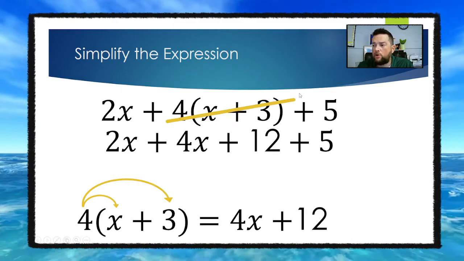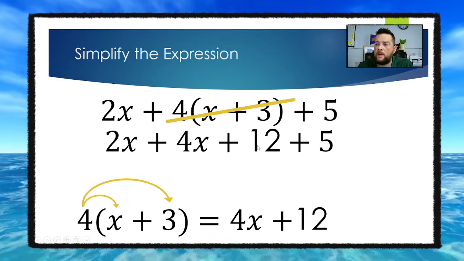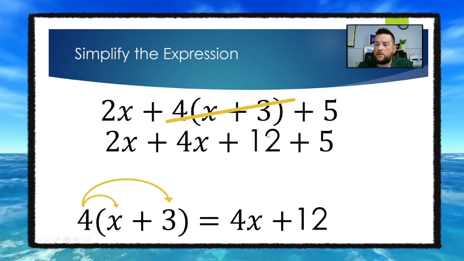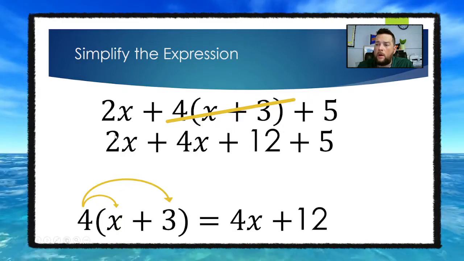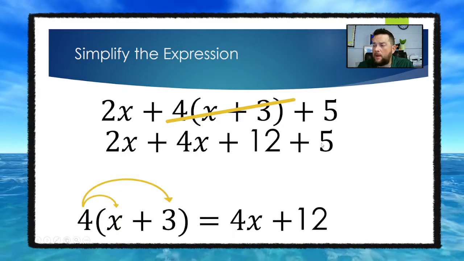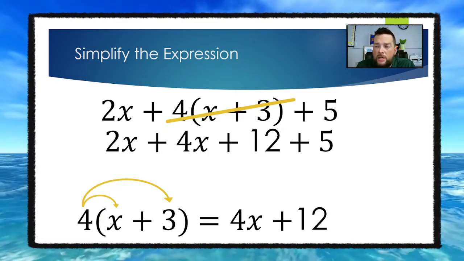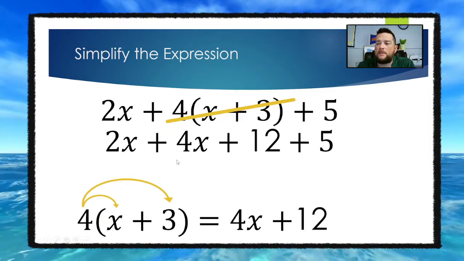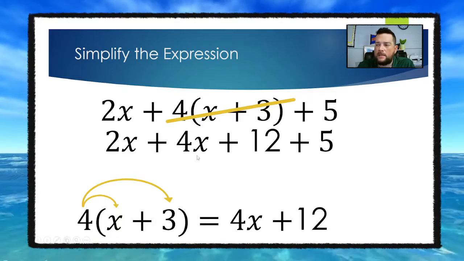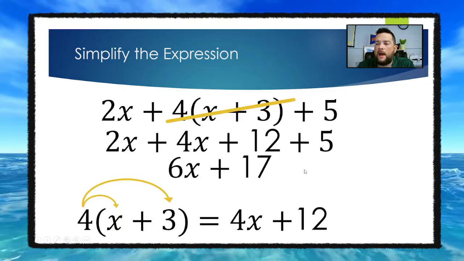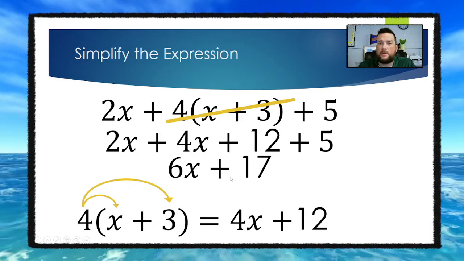So there we go. Scratch out the 4 times x plus 3, because that became a 4x plus 12. And then I brought down my 2x plus, and then my plus 5 over here, just like that. And now I just have an expression that I can combine like terms. I can combine the 2x and the 4x, and I can combine the 12 and the 5. And my final answer is 6x plus 17.